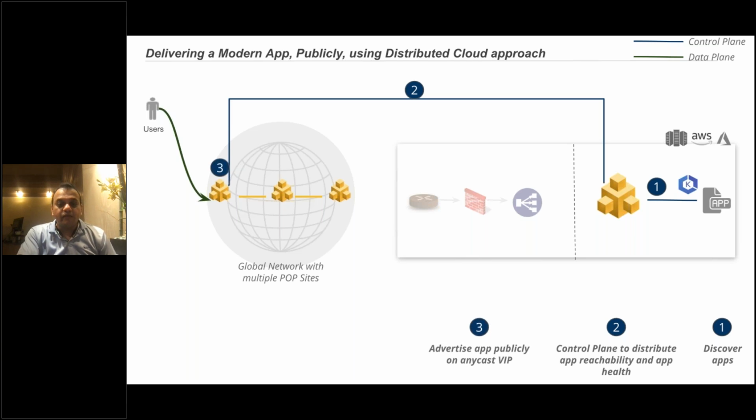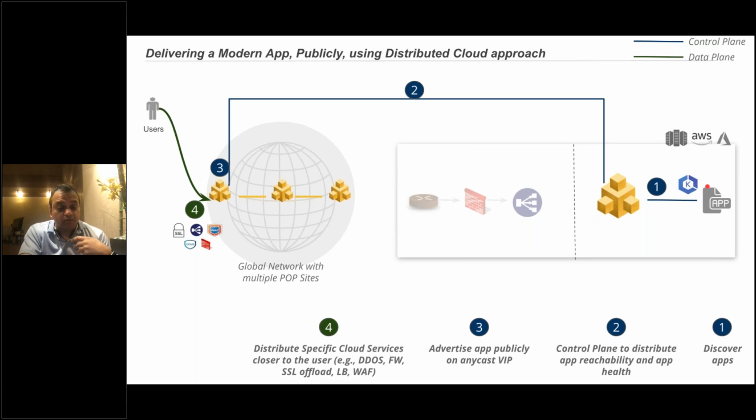Once you do that, you should have the ability to advertise the app publicly, so you can decide which location the app can be exposed or advertised to. In this case, all we're saying is expose it publicly. So we're advertising the app on a public Anycast web virtual IP, which attracts users' traffic to it. Now, once you've done that, traffic can flow from the user to the virtual IP that's advertised publicly, and then it is sent back to the origin here.